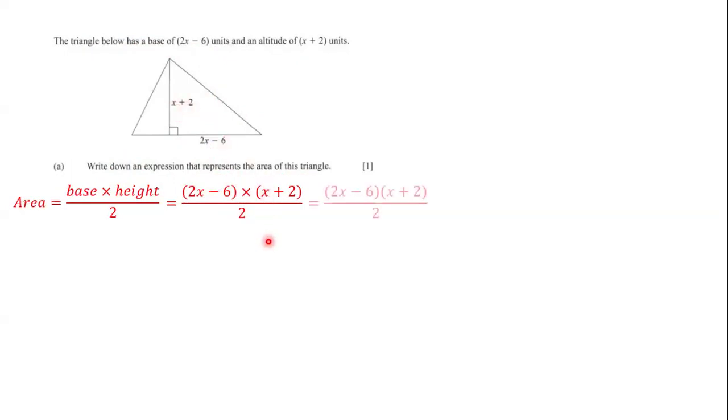And so that means that an expression representing the area of this triangle is going to be 2x minus 6, the base, multiplied by the height, which is x plus 2, and we put that over 2. And that's an expression that represents the area of this triangle.